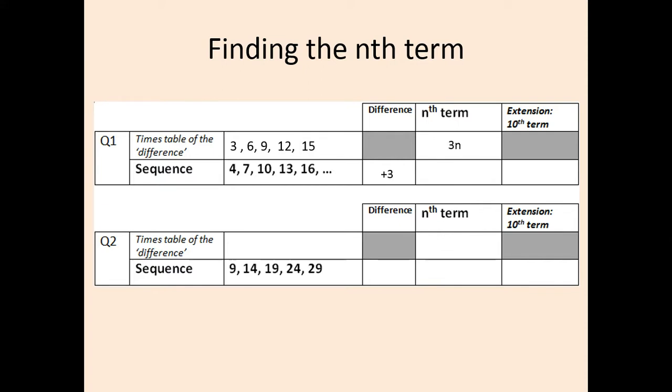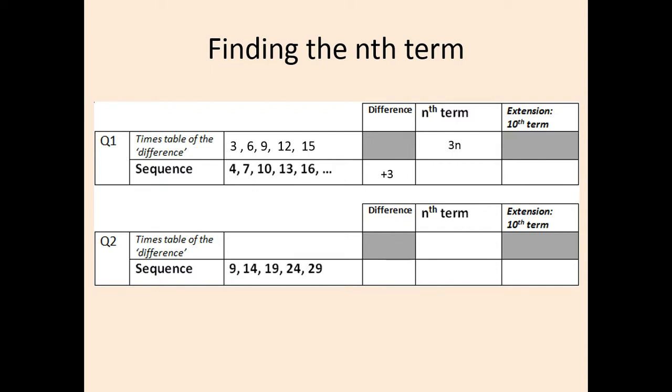It is 3n. But how has the times table sequence been shifted compared to the sequence that we've been given to begin with? It's been shifted by 1 each time. So to get from 3 to 4, you add 1. To get from 6 to 7, you add 1. To get from 9 to 10, you add 1. To get from 12 to 13, you add 1. And to get from 15 to 16, you add 1 as well.